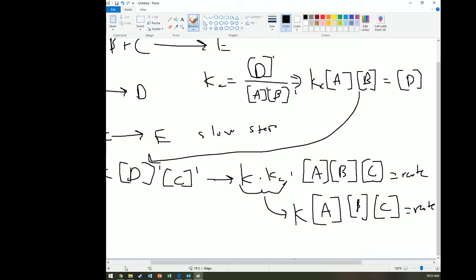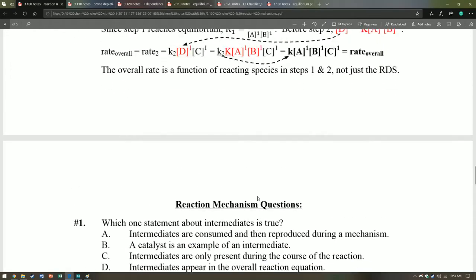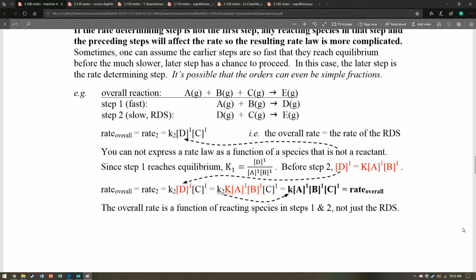And if I check my notes, that should be what we get. Yep, k times A times B times C is the overall rate. The overall rate is a function of the reactant species in steps 1 and 2, not just the RDS, as we see here, if the slow step is not the first step.